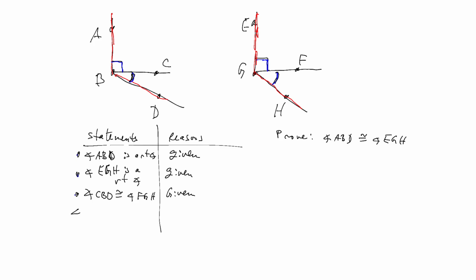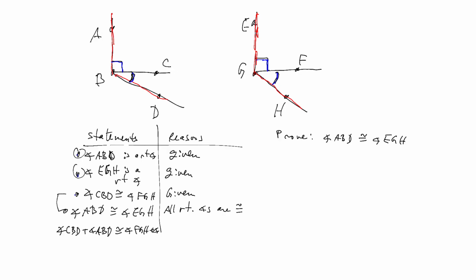First, we have to actually say that angle ABD is congruent to angle EGH, even though it's kind of obvious they're both right angles, but it does not say they're congruent. It just says that they're right angles. So we can say they're congruent, and our reason can be all right angles are congruent. That is something we have to say. Now that we have these 2 statements, we can add them together to get our conclusion. We can say angle CBD plus angle ABD is congruent to angle FGH plus angle EGH.